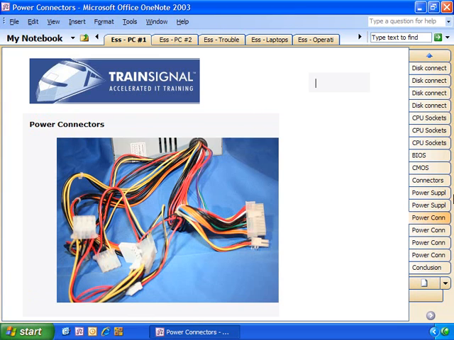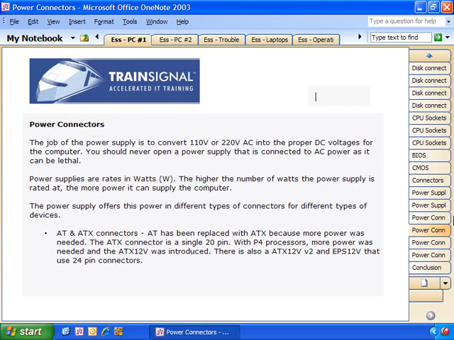All right, on the other side of the power supply, you'll find a lot of power connectors, a bunch of different color cables, different types of connectors, and each of these has a different purpose. All right, the job of the power supply is to convert 110 volt or 220 volt AC power into the proper DC voltages for the computer.